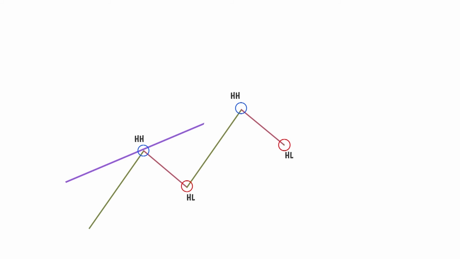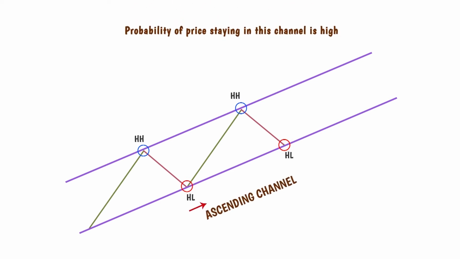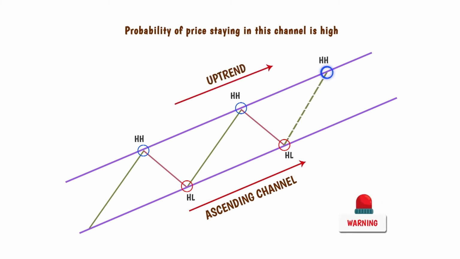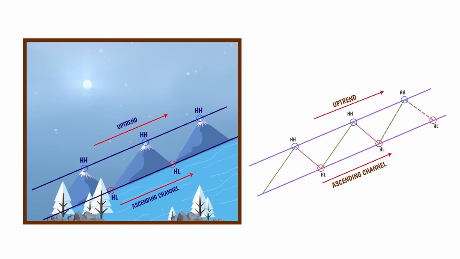In an uptrend, when the prices are moving upward, the channel is created by drawing two parallel lines connecting the pivot higher highs and the pivot higher lows. The probability of prices staying in this channel is high. Once the price hits the upper channel, it signals a warning that the price will probably move back down towards the lower channel. Understood. This is also known as an ascending channel.